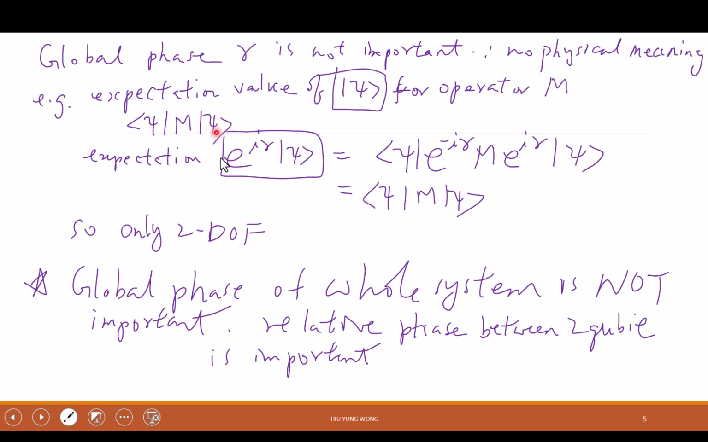What is this psi here in matrix form? Is a what type of vector in matrix form? Column or row?